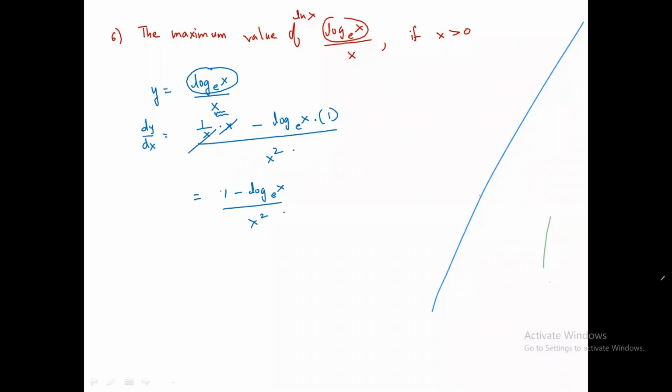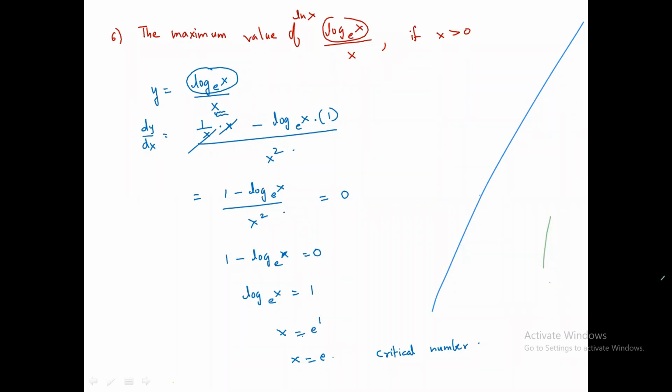After finding the derivative, I have to set it equal to 0 to find the maxima, minima. That means the numerator has to be 0. That means log x base e should be 1. That means x should be e power 1, or x should be e. This is the critical number. What we got for x is the critical number.